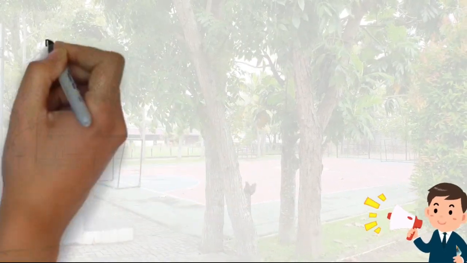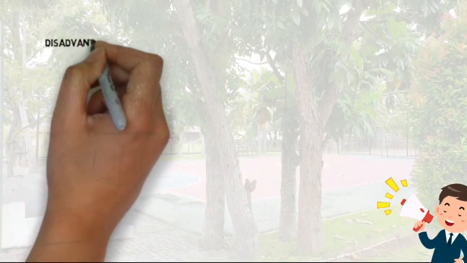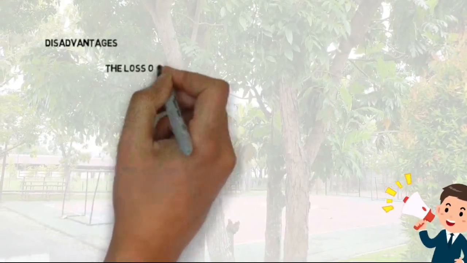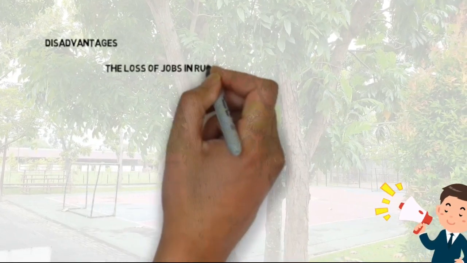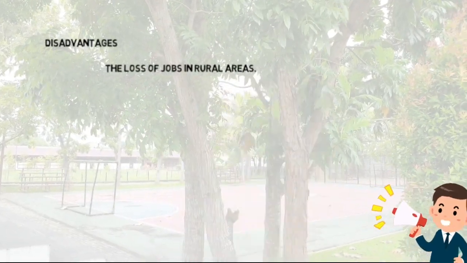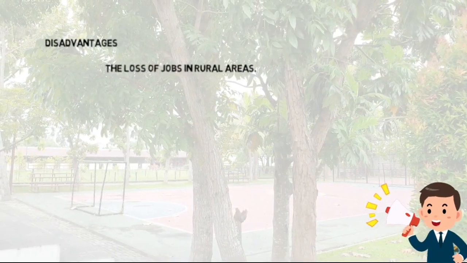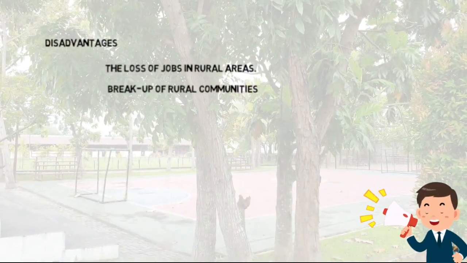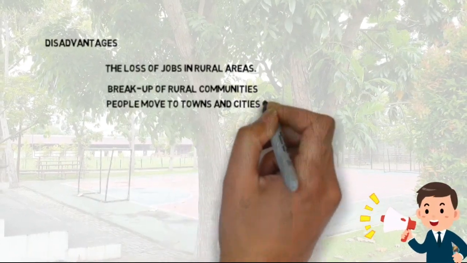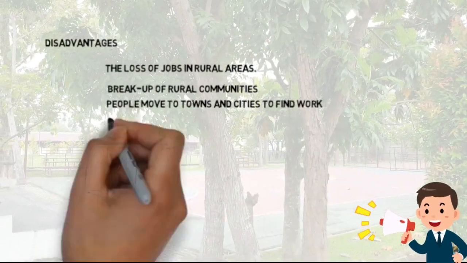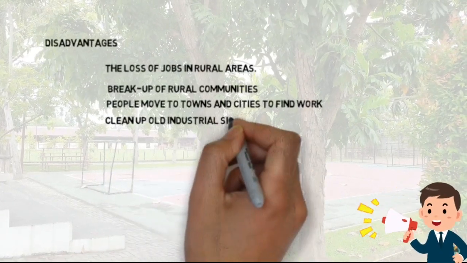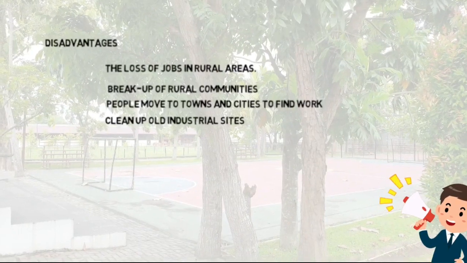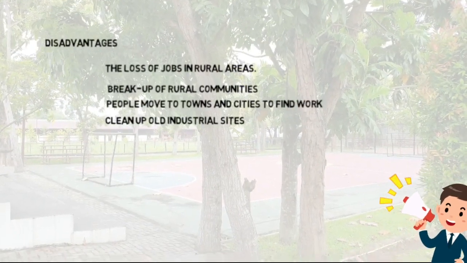Okay, let's now talk about advantages and disadvantages. We'll start with disadvantages. One, the loss of jobs in the rural areas. The second disadvantage will be the breakup of rural communities, as people move to the towns and cities to find new jobs. And the third disadvantage will be the need to clean up old industrial sites, such as demolishing old buildings, filling in old pits, and removing toxins.